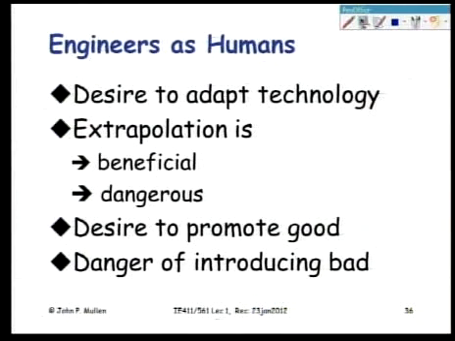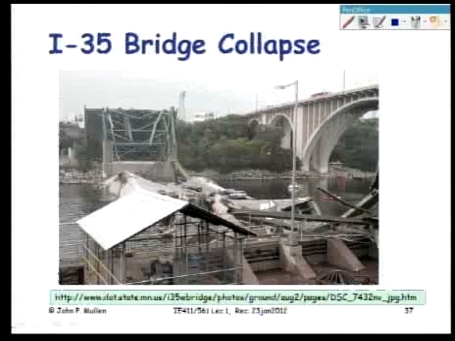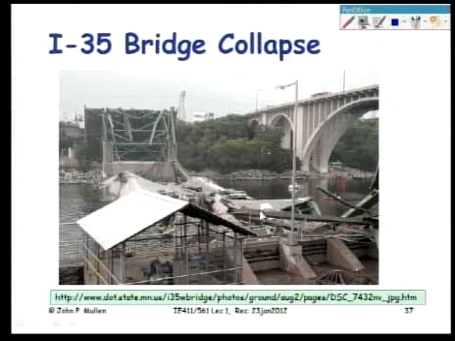Here's something that's a little dated, but not too much. Anyone remember this, the I-35 bridge collapse? I don't have a date here, do I? No, I didn't put a date on it. Well, there's the link to it. It's August 2nd of some year. Anyways, this is a bridge on I-35.